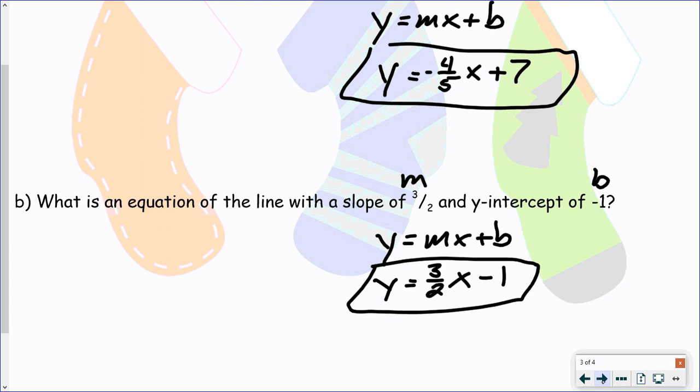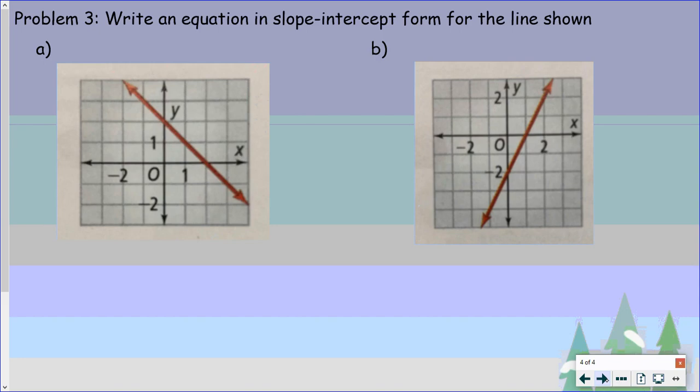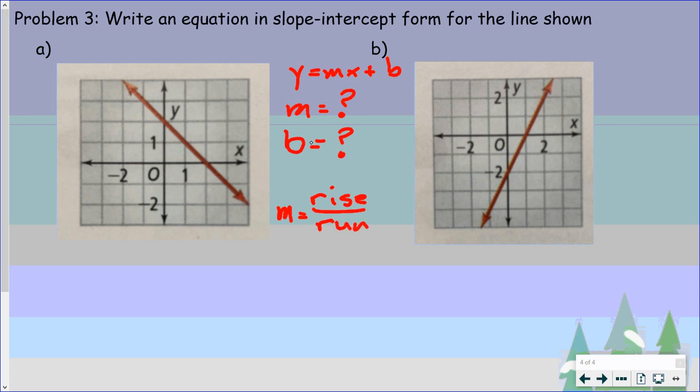All right, so let's look at graphing. So write an equation in slope-intercept form for the line shown. So we're actually not going to, my next lesson, I'm going to do graphing. This one, we're going to learn how to write the equation from the graph. So what are the two things that we need? Y equals mx plus b. We need to know what m is. That's the slope. And we need to know what b is. That's the y-intercept. So remember, slope we can find using rise over run. For b, all we have to do is look at the picture and see where it crosses the y-axis.